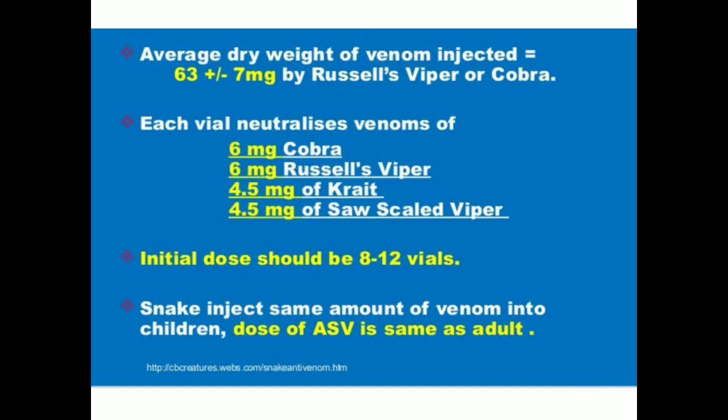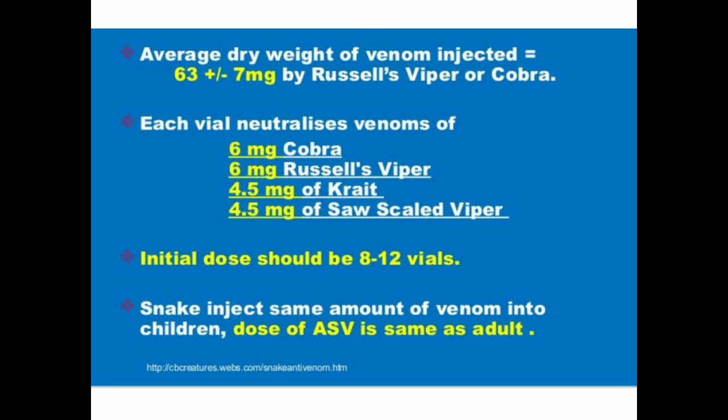So the average dry weight of the venom injected by a Russell viper or cobra is around 63 milligrams. What you have to remember, whenever there is a cobra bite or a Russell viper bite, the average dry weight of the venom is 63 milligram. So each vial, I showed you the vial, neutralizes around 6 milligram of cobra and 6 milligram of Russell viper, 4.5 milligram of krait and 4.5 milligram of saw-scaled viper venom.